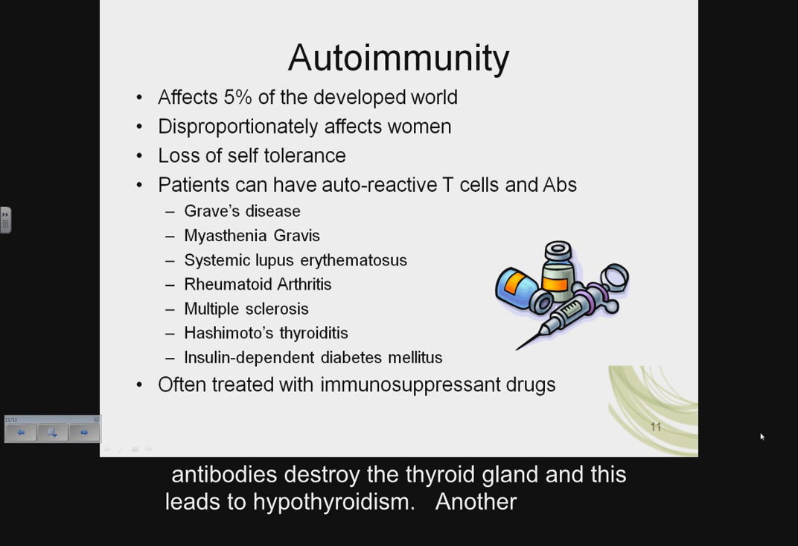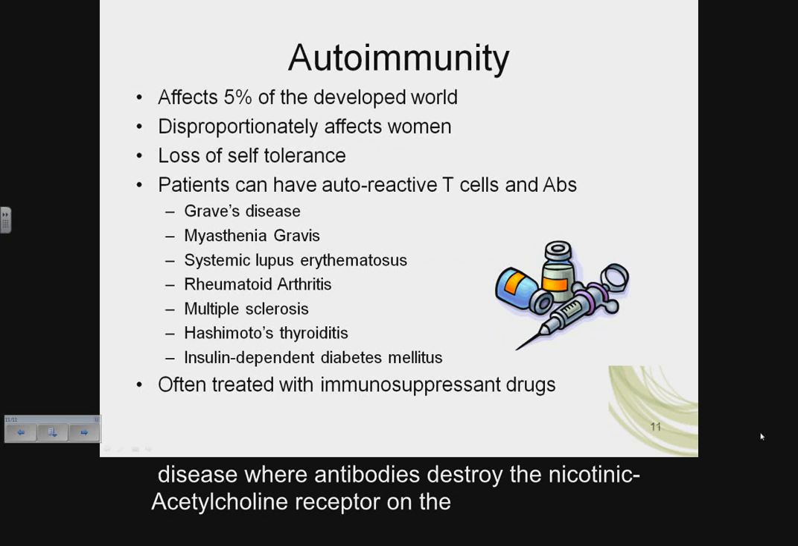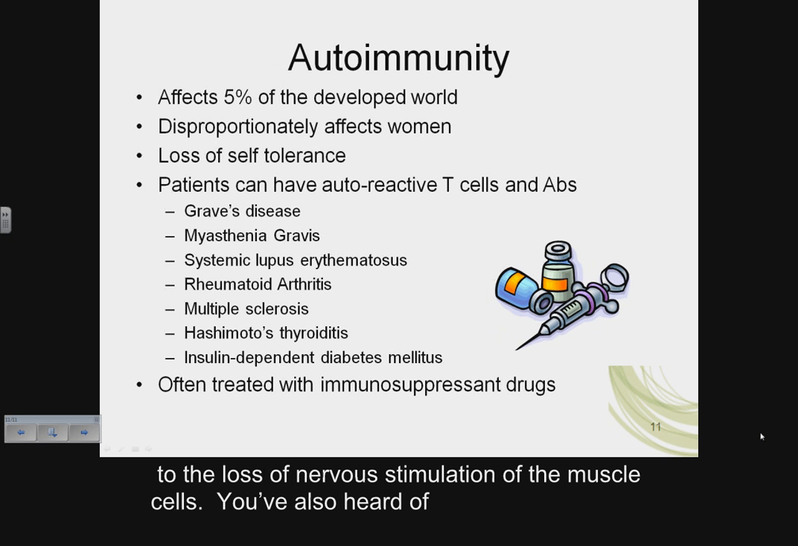Another autoimmune disorder we will cover in the second unit is myasthenia gravis, and this is a disease where antibodies destroy the nicotinic acetylcholine receptor on the surface of skeletal muscle. As a consequence, the patient has progressive muscle weakness due to the loss of nervous stimulation of the muscle cells.